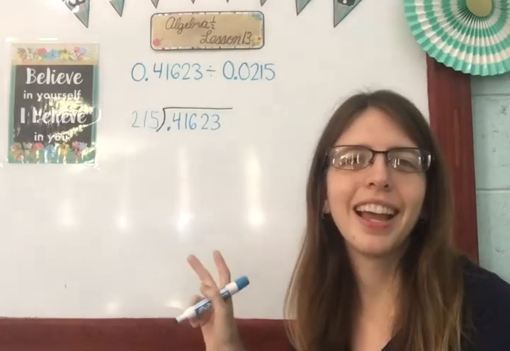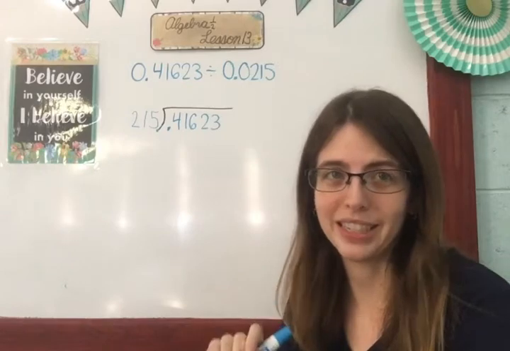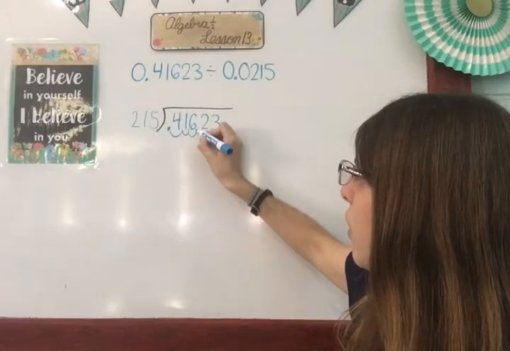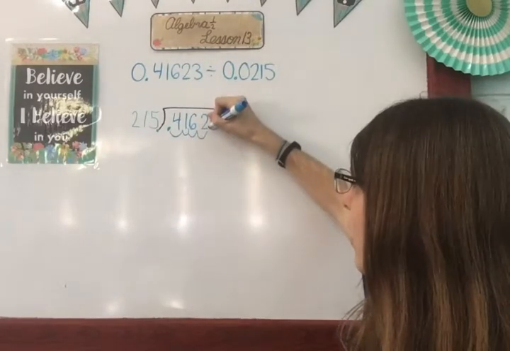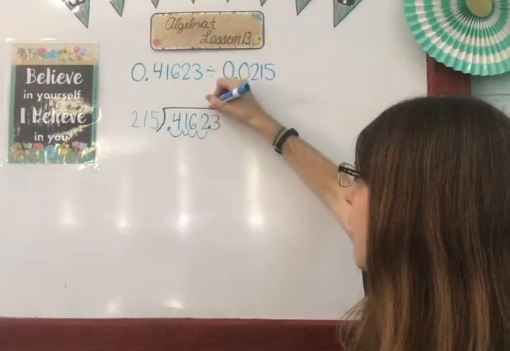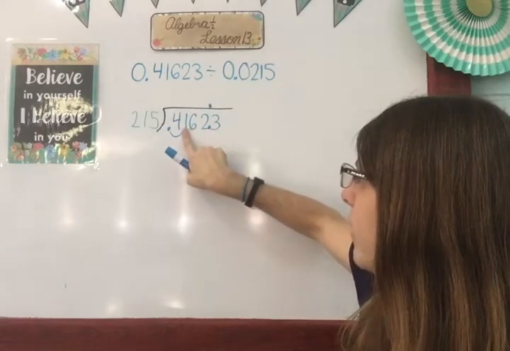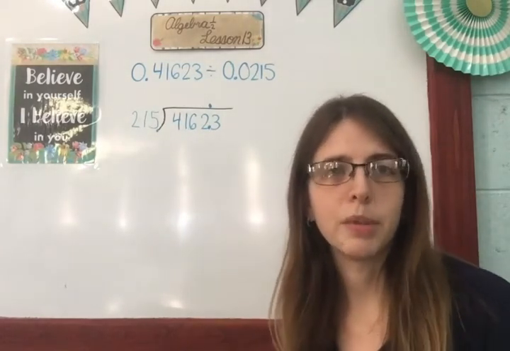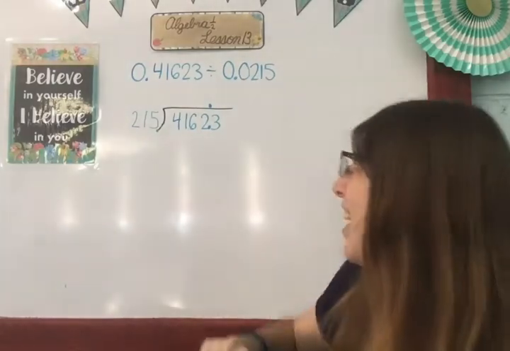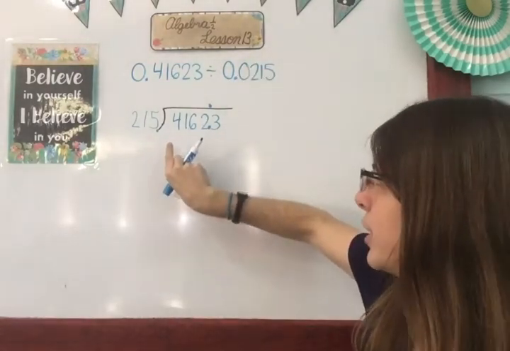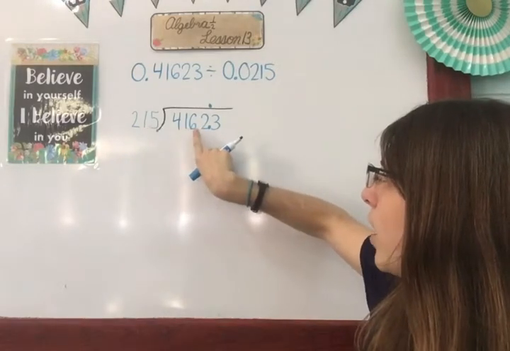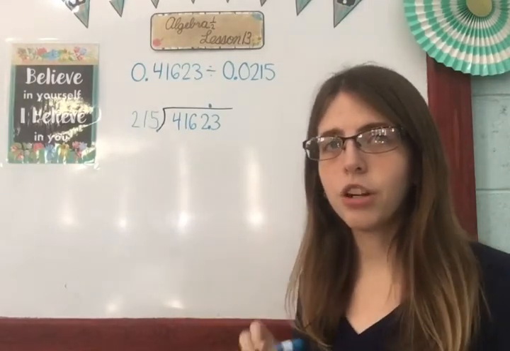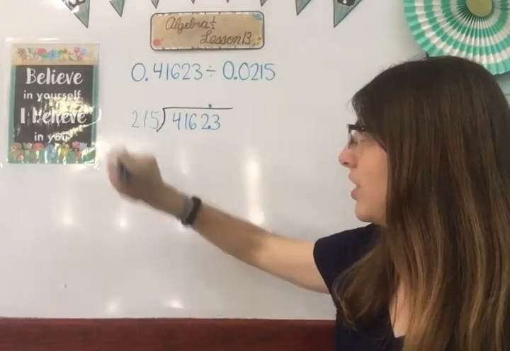Now I have to move the decimal point in my dividend the same number of places. So I have to move it 4 places over. 1, 2, 3, 4. So it ends up right here in between the 2 and the 3. And I'm going to go ahead and pop it up here so that I don't forget it, and I'm going to erase it from here. You don't always have the option of erasing, but when you're copying your problems on your own piece of paper, you do have that option. So I have 215 into 4,162.3 now.